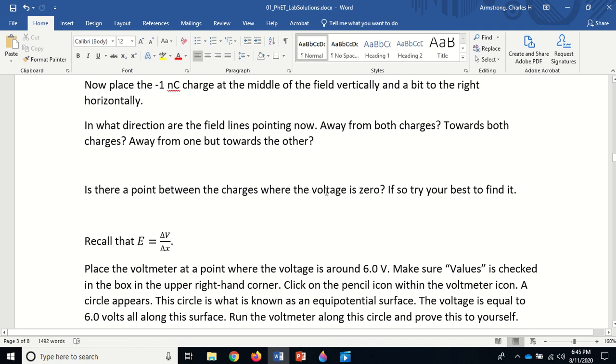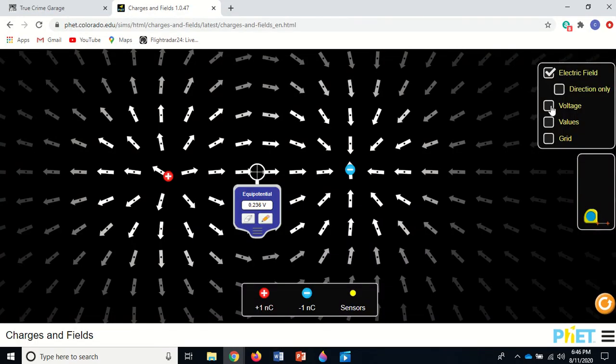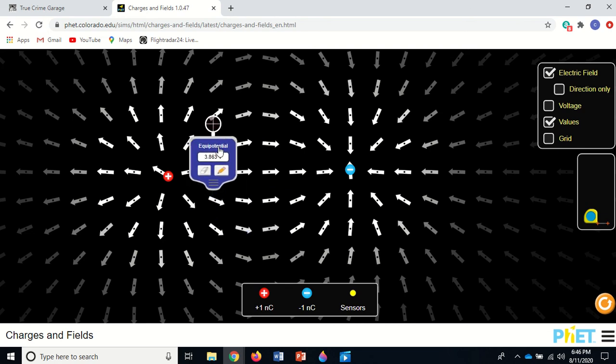Is there a point between the charges where the voltage is 0? Try your best to find it. Now recall that the electric field equals change in voltage over change in distance. Place the voltmeter at a point where the voltage is around 6 volts. Make sure values is checked in the upper box. So we're going to place the voltmeter someplace where we get 6 volts. There's 4, there's 3, I saw 6. Go back, go back.